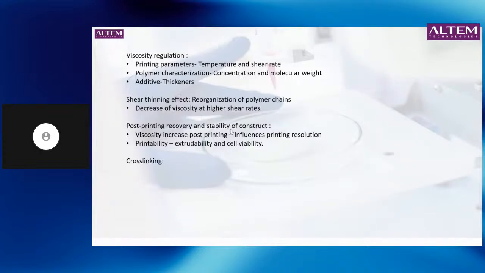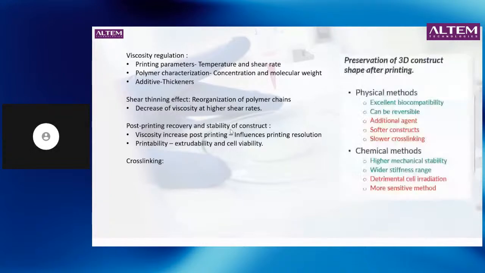Then comes cross-linking. Cross-linking is again a post-printing process, or the impact of a specific material on what you have done. So when you're doing a printing, you have to keep in mind that you have to have the shape of that structure being created. So you have physical methods as well as chemical methods, that is through cross-linking, which can ensure that these shapes are retained.